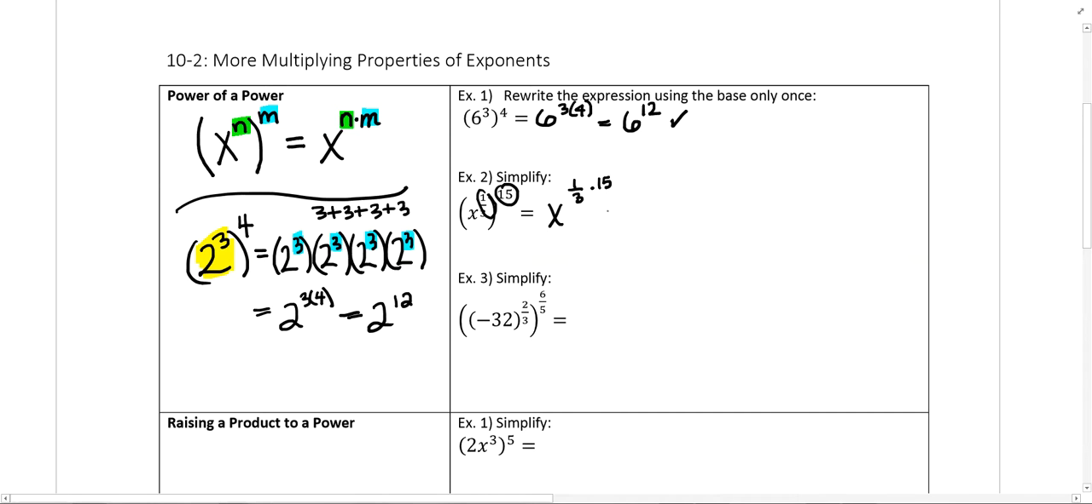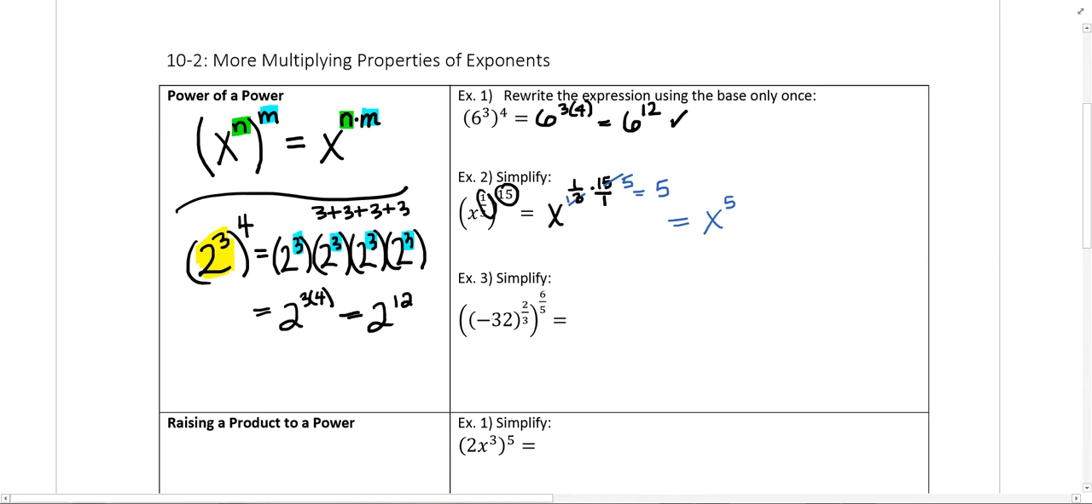So we do have to remember how we multiply fractions, because 1/3 is a fraction. When we multiply fractions, we should check for cross-canceling, which in this case we do have. 3 goes into 15 5 times. So then if we multiply across, we just get 5. So the answer to this is x to the 5th.